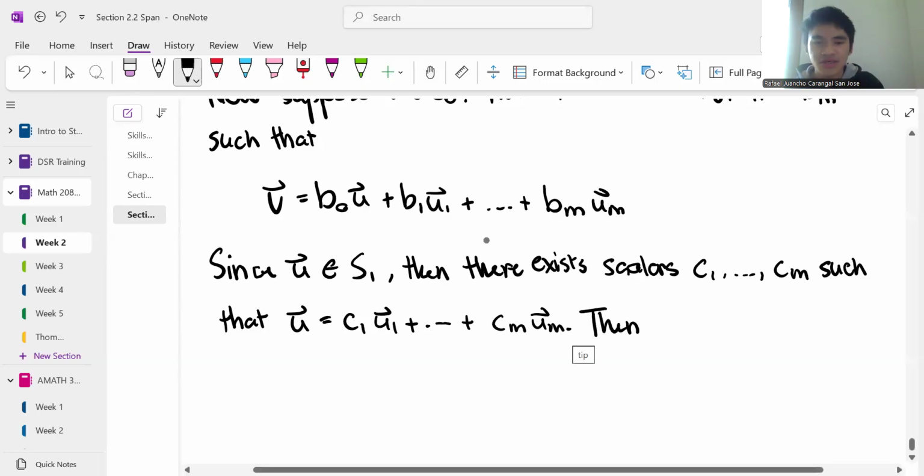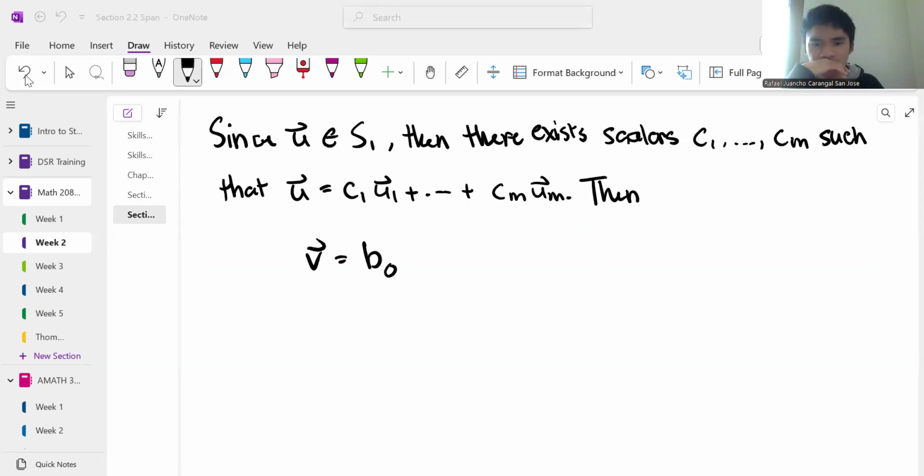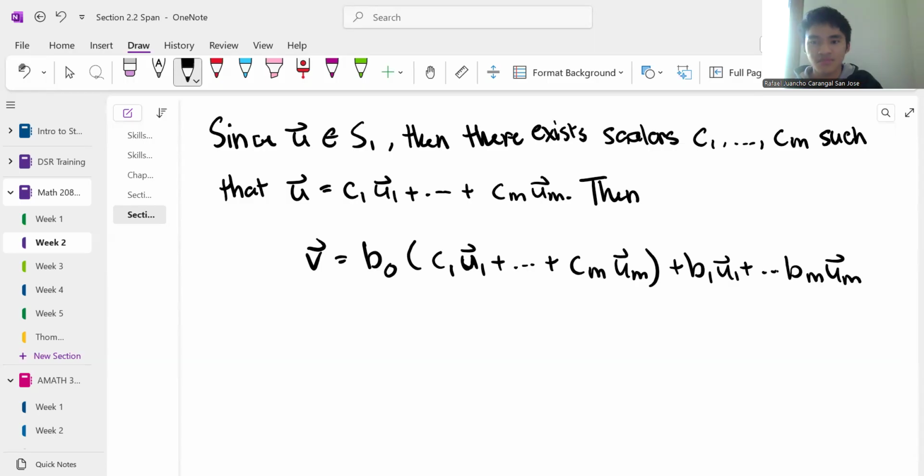Then we say that V is B naught of U. In this case, we replace it with the linear combination itself. So U sub 1, C sub M, U sub M. And we continue adding it, B1, U sub 1, all the way to Bm, U sub M.